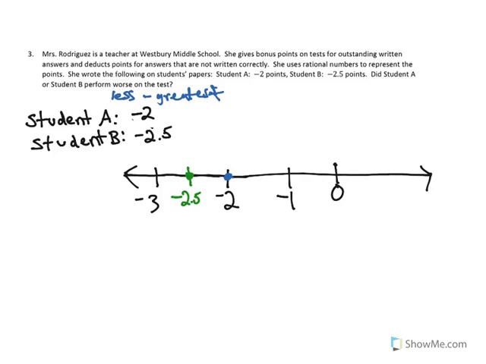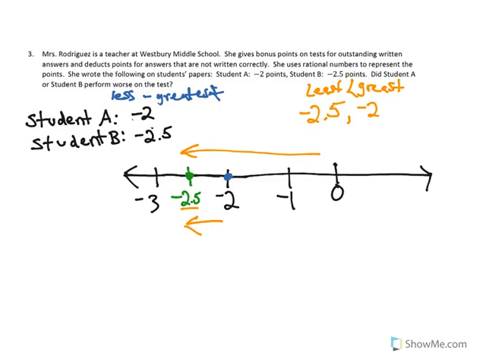Okay, so now they're both to the left of 0. However, -2.5 is also to the left of -2. So that should give us a clue. Yes, the clue is that -2.5 is the least. So if we're writing these in order, we would write -2.5 is the least, and then negative 2 would be the greatest between these two numbers.